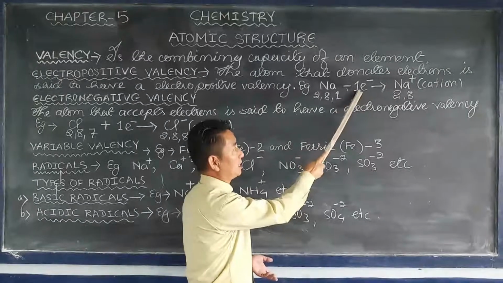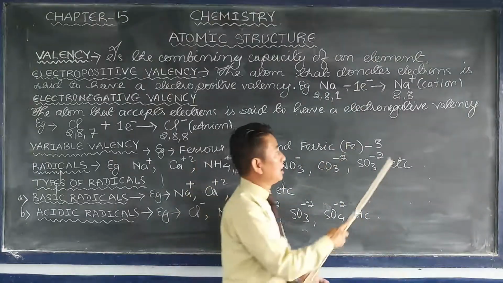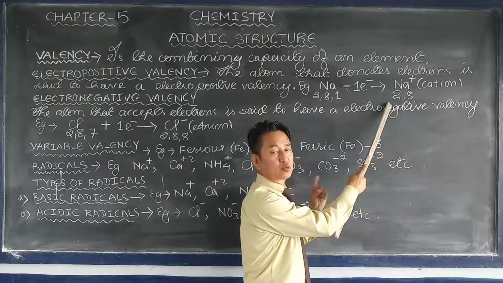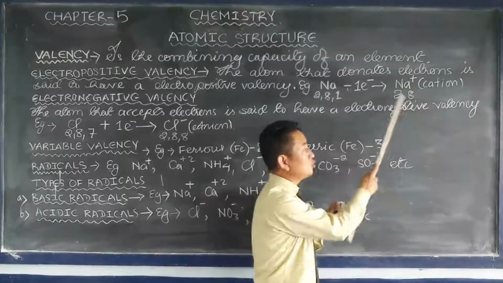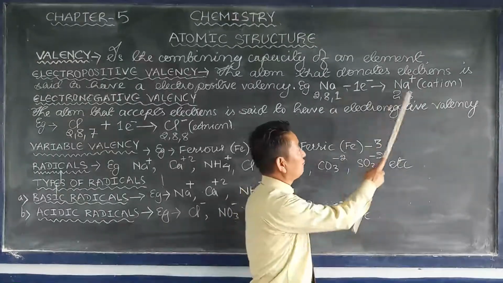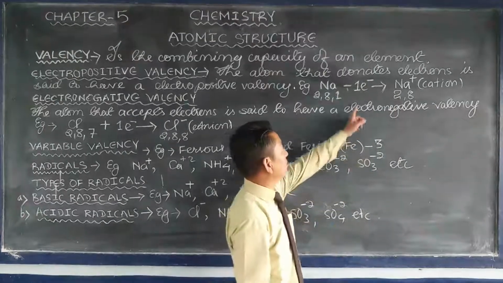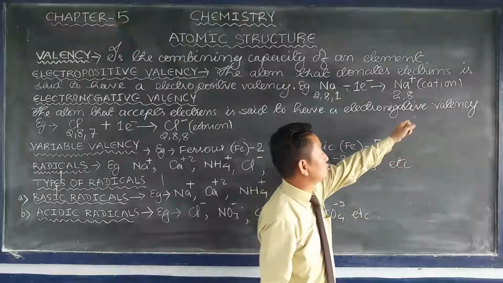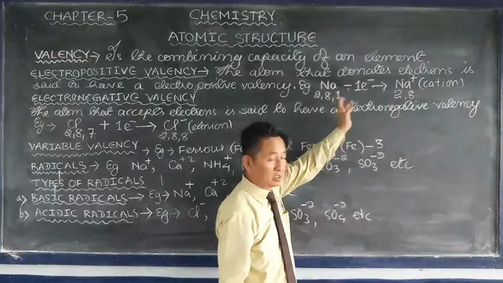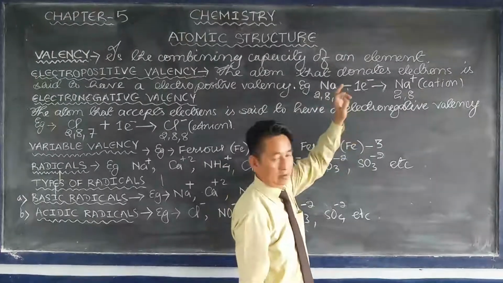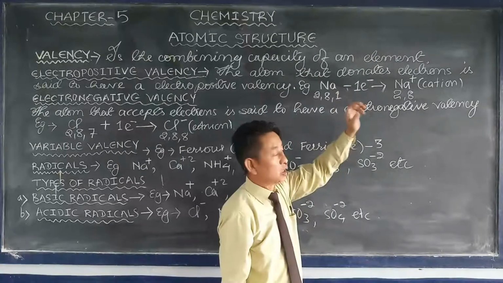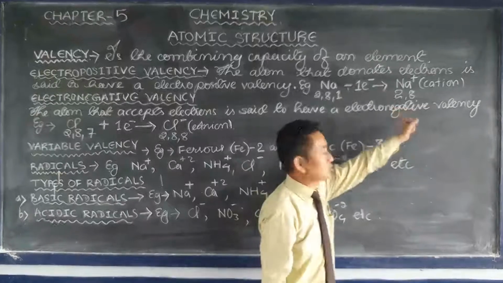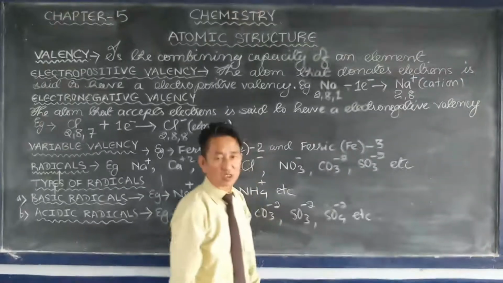You see, it loses 1 electron and acquires the stable electronic configuration of the nearest noble gas, whose electronic configuration is 2, 8. This sodium atom forms a sodium ion by the loss of its valence electron, and possesses one positive charge, which is known as a cation. So here the valency of sodium is 1 because it loses 1 electron. So sodium has electropositive valency. Valency is plus 1.